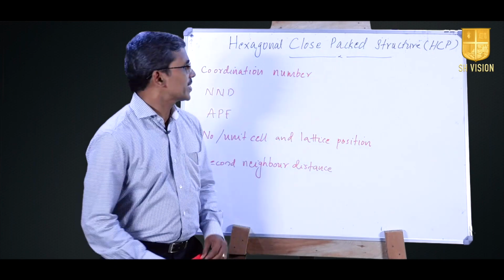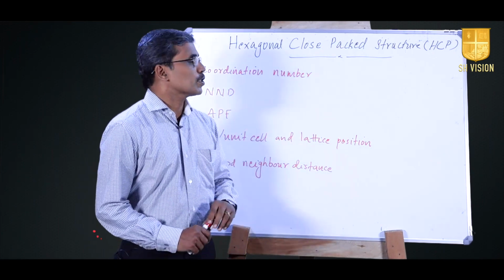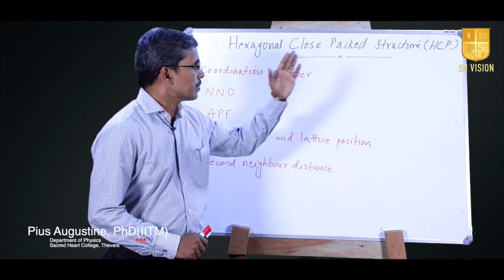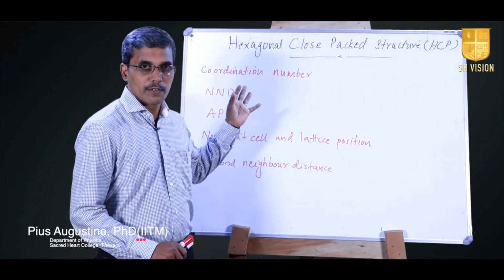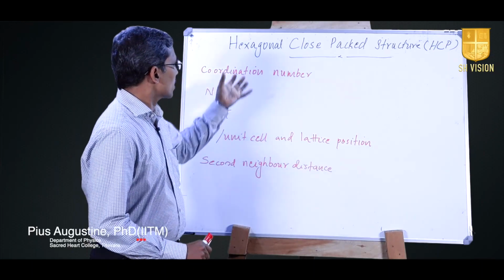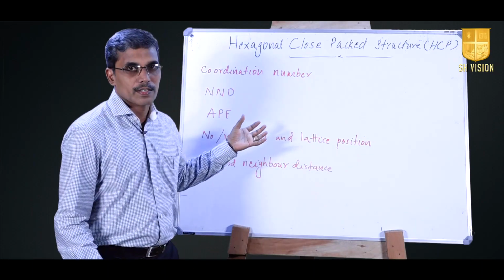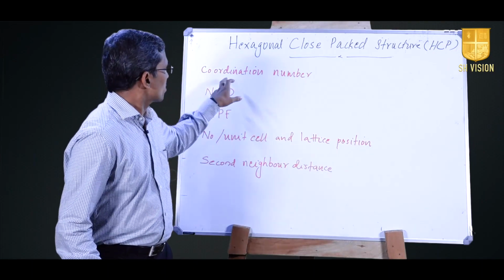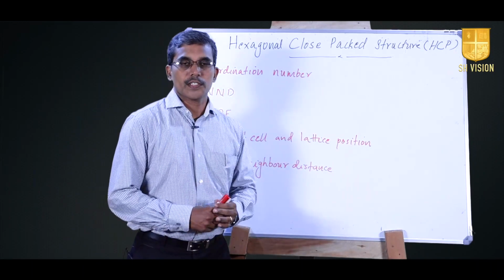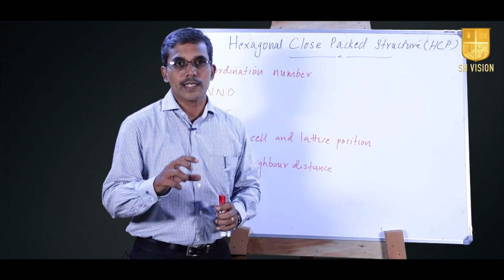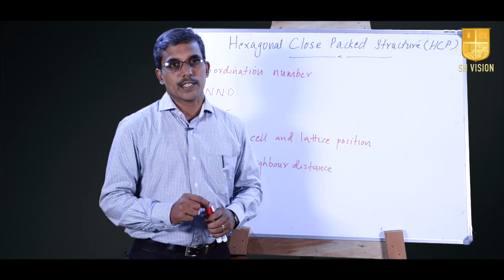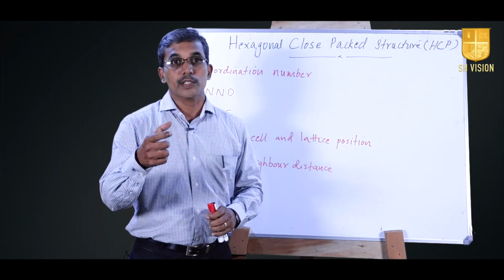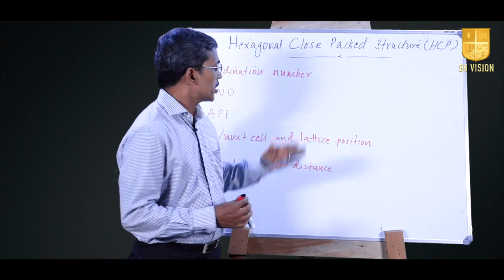So today we will see hexagonal close packed crystal structure, HCP. Before that, let us have a recap of a few of the important crystal structure terms which we had seen in our earlier lecture. First one is coordination number, which is the number of equidistant nearest neighbor atoms of an atom in a particular crystal structure, that is, the number of atoms in close proximity.